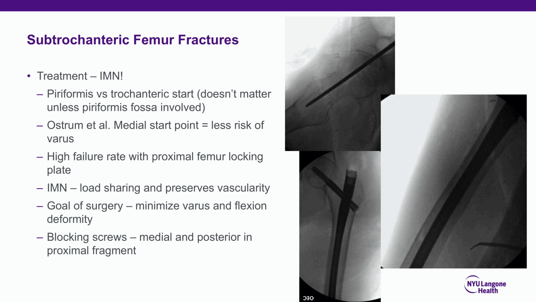If closed reduction means or open reduction means are unable to get the fracture reduced, blocking screws can be placed to counteract flexion and varus, by placing the screws medial and posterior in the proximal fragment respectively.